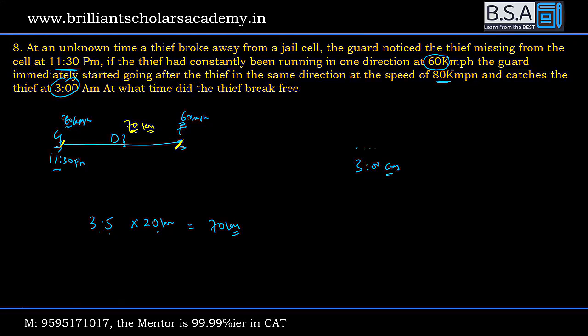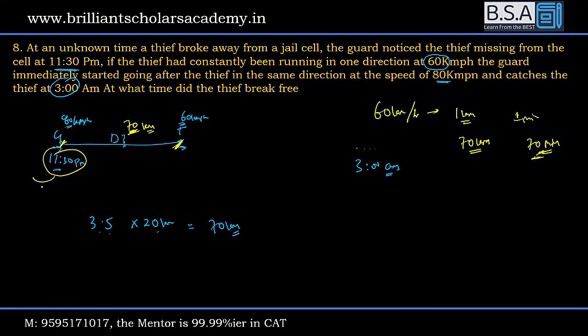Thief, pay attention to the language. The thief has managed to create a gap of 70 kilometers between the guard and himself. 60 kmph is the best speed to handle. It basically means 1 kilometer for 1 minute. If I want there to be a gap of 70 kilometers, I will need 70 minutes. That means 70 minutes before 11:30, the thief broke out.